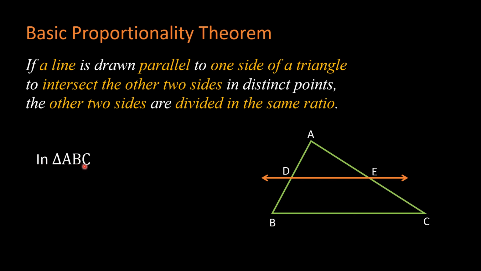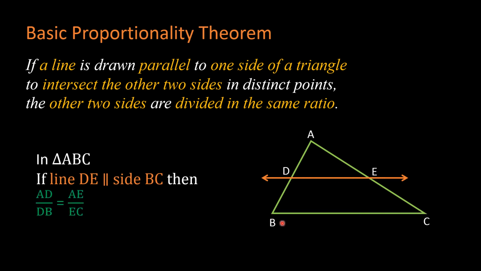In triangle ABC, if line DE parallel side BC, then we have AD divided by DB equals AE divided by EC. So this is about basic proportionality theorem. Now we will solve a problem based on basic proportionality theorem.